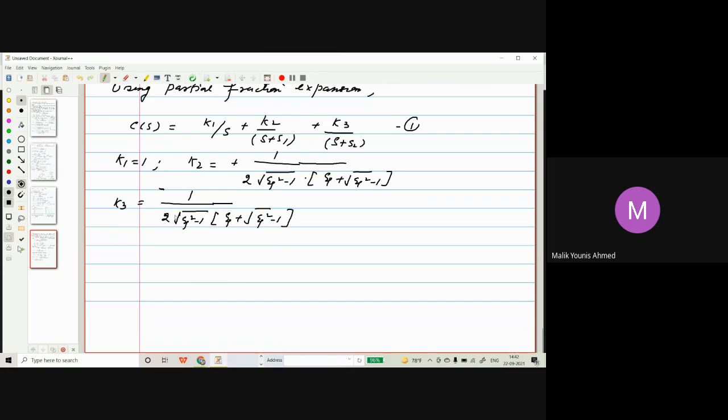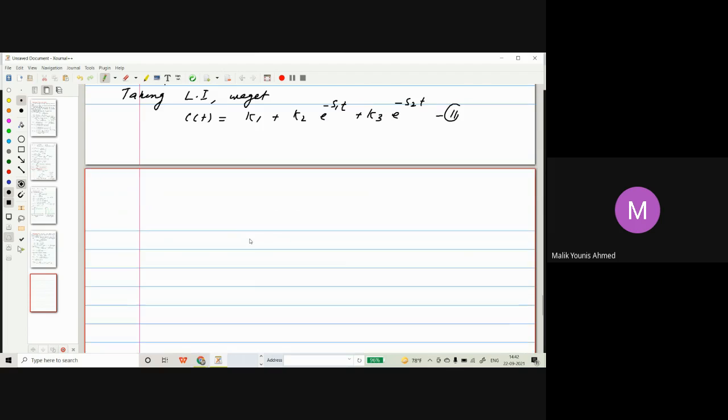Then taking the Laplace inverse, we will get c of t equal to K1, since the inverse of 1 by s is 1, plus K2 e raised to the power minus s1 t, plus K3 e raised to the power minus s2 t. Let us call it equation number 2. If you substitute the values of K1, K2, K3, what are you going to get?